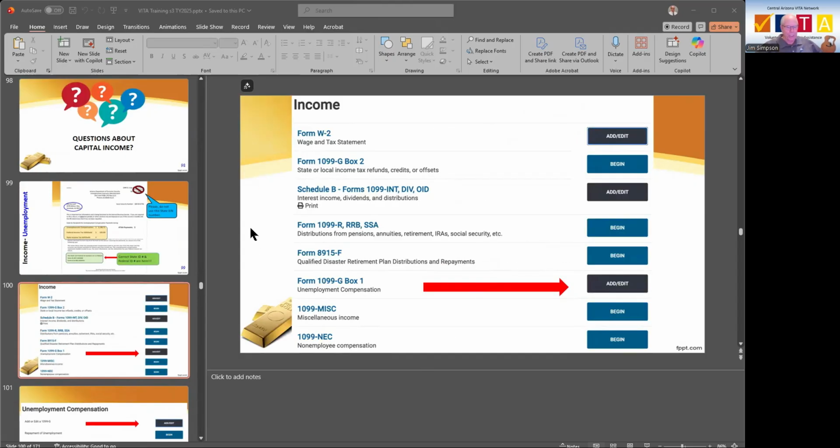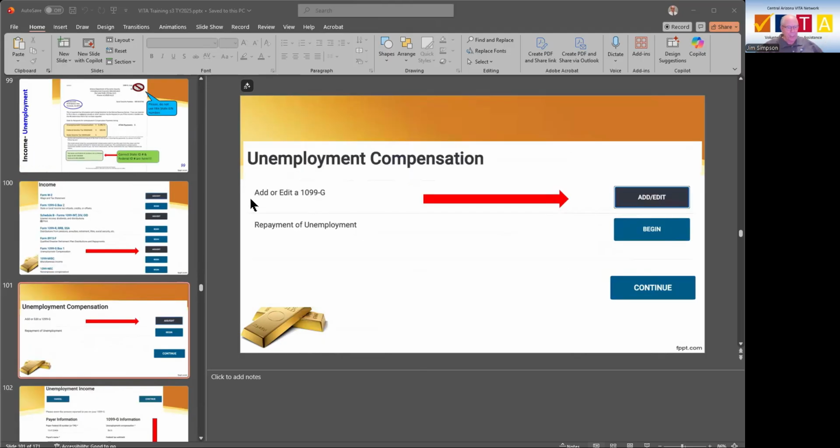And I want to just draw your attention to something. This is the tax layer income screen, right? Where you get Form W-2. Here it says 1099-G box 2. That's for state and local income tax refunds. And I told you later on when we get into itemized deductions, I'll show you what we do with that. But this isn't for unemployment. If you go down here, it says Form 1099-G box 1, unemployment compensation. So you're going to click on that, and then you're going to say here, add or edit a 1099-G.